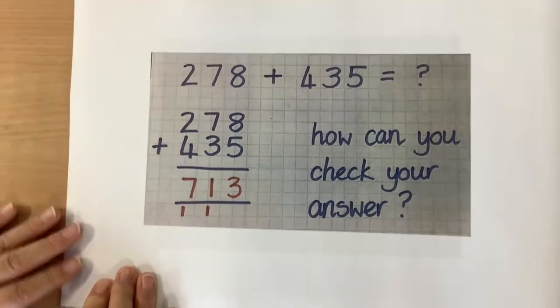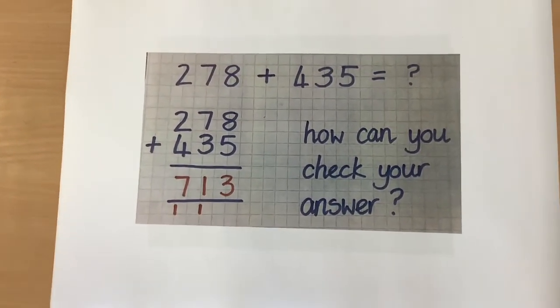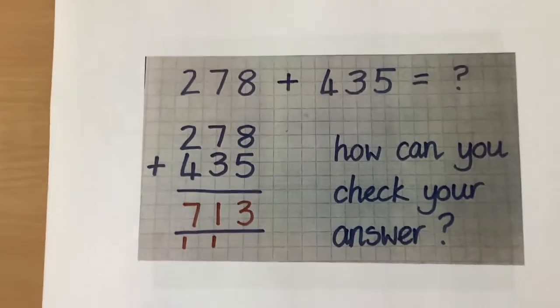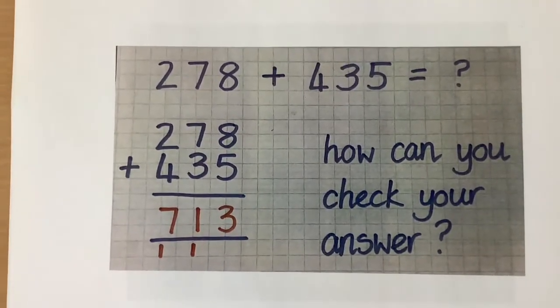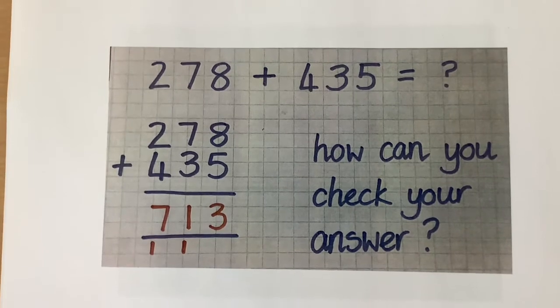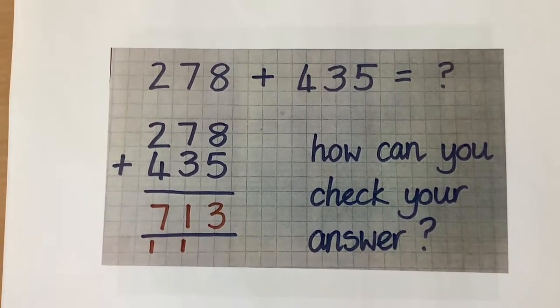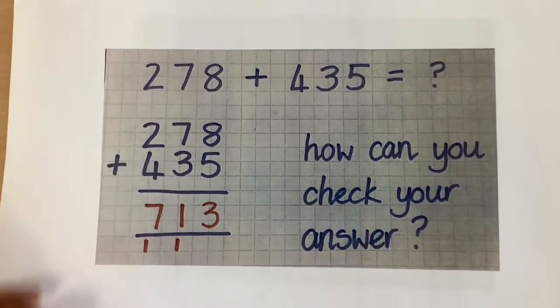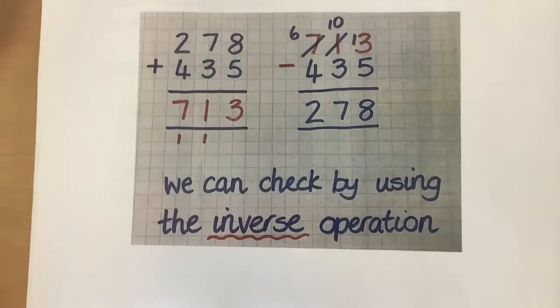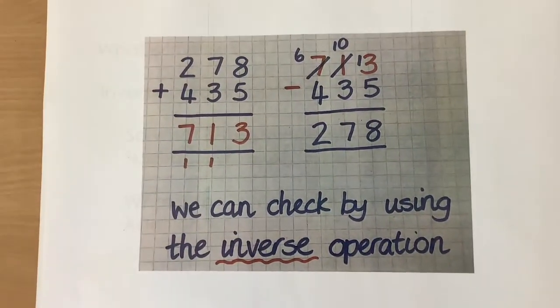So back at the start of the week, this was our column addition question that we looked at when we were doing a bit of a practice of column addition. Yesterday we looked at how we could check the answer using rounding. Today we're going to look at how we can check the answer using the inverse operation.